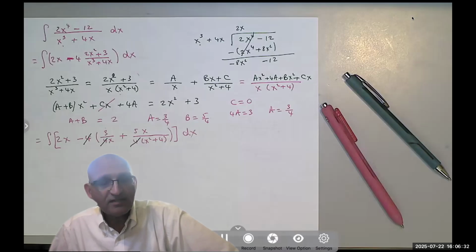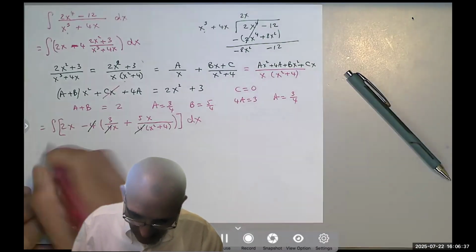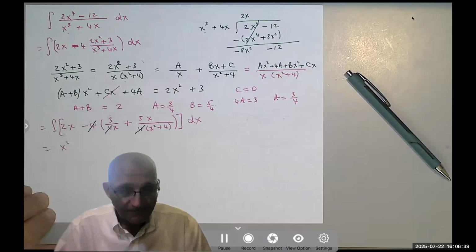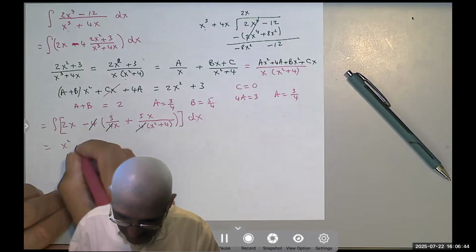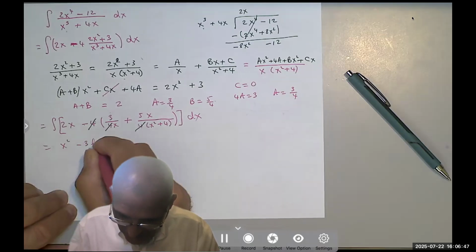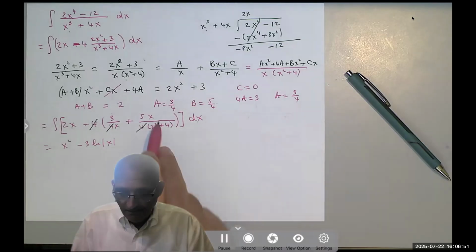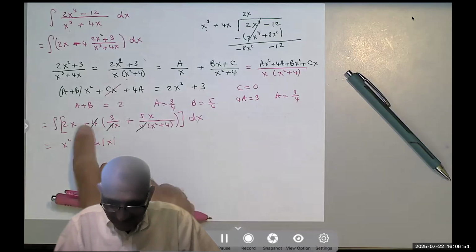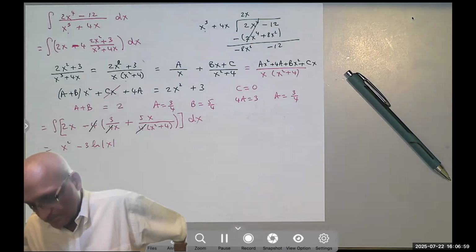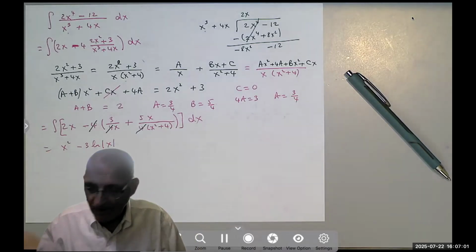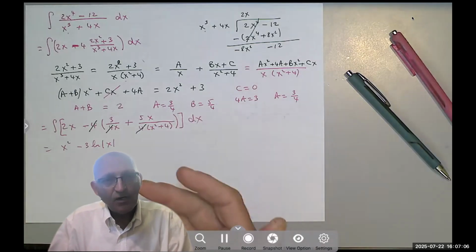Okay, now let's do it. The integral of 2x is x squared. The integral of negative 3 over x is negative 3 times the natural log of x. But what is the integral of negative 5x over (x squared plus 4) dx? That's easy, but if you don't see it, what do we do?